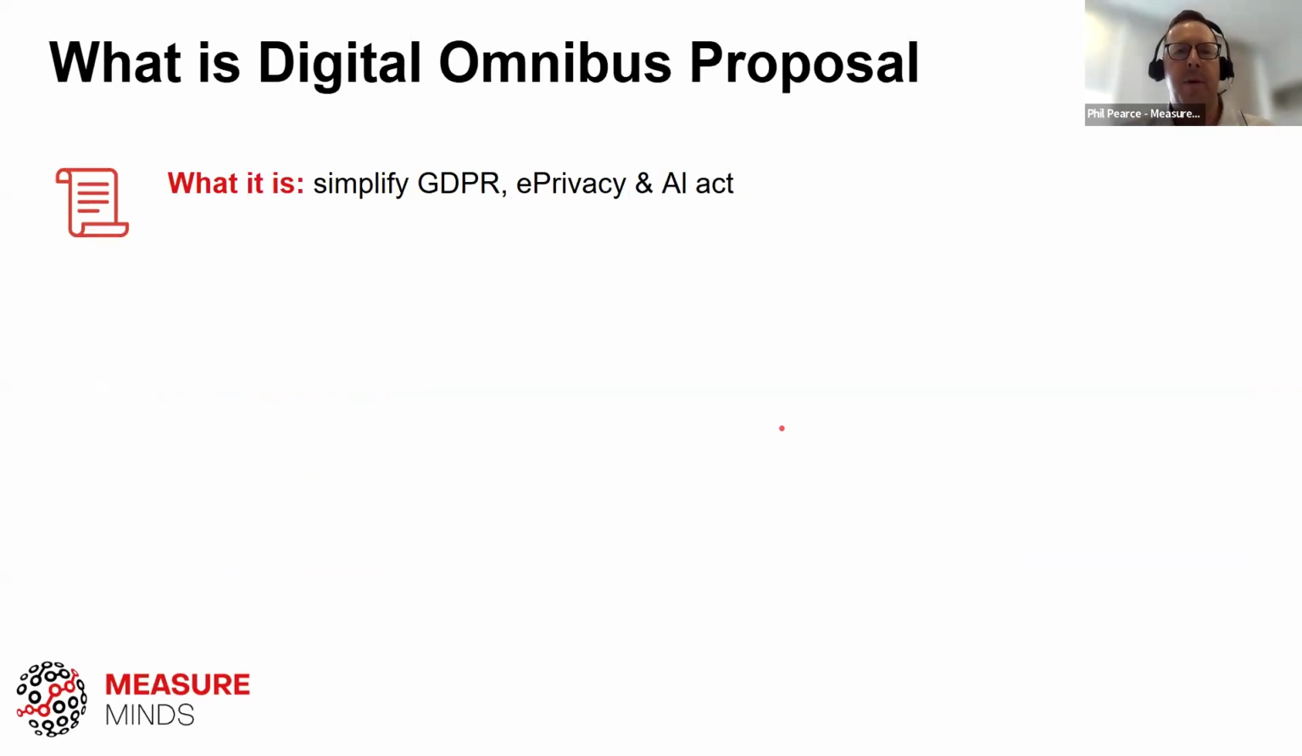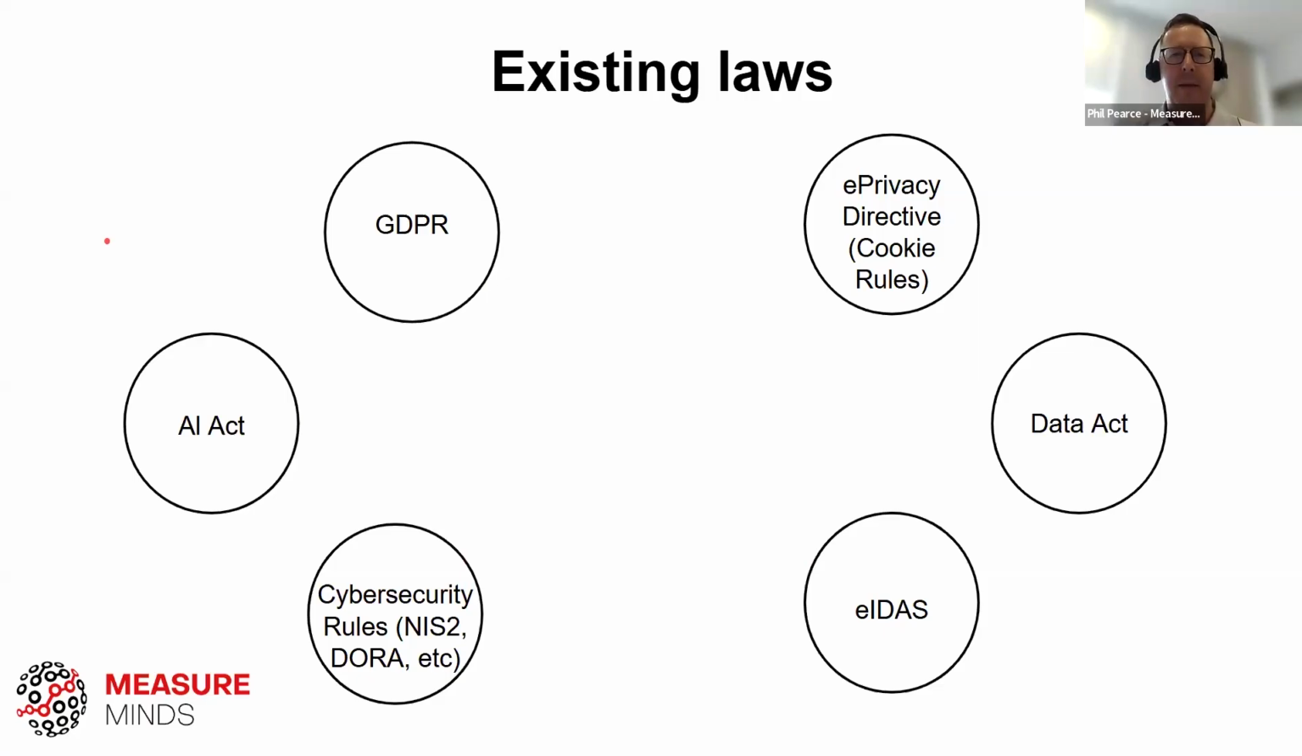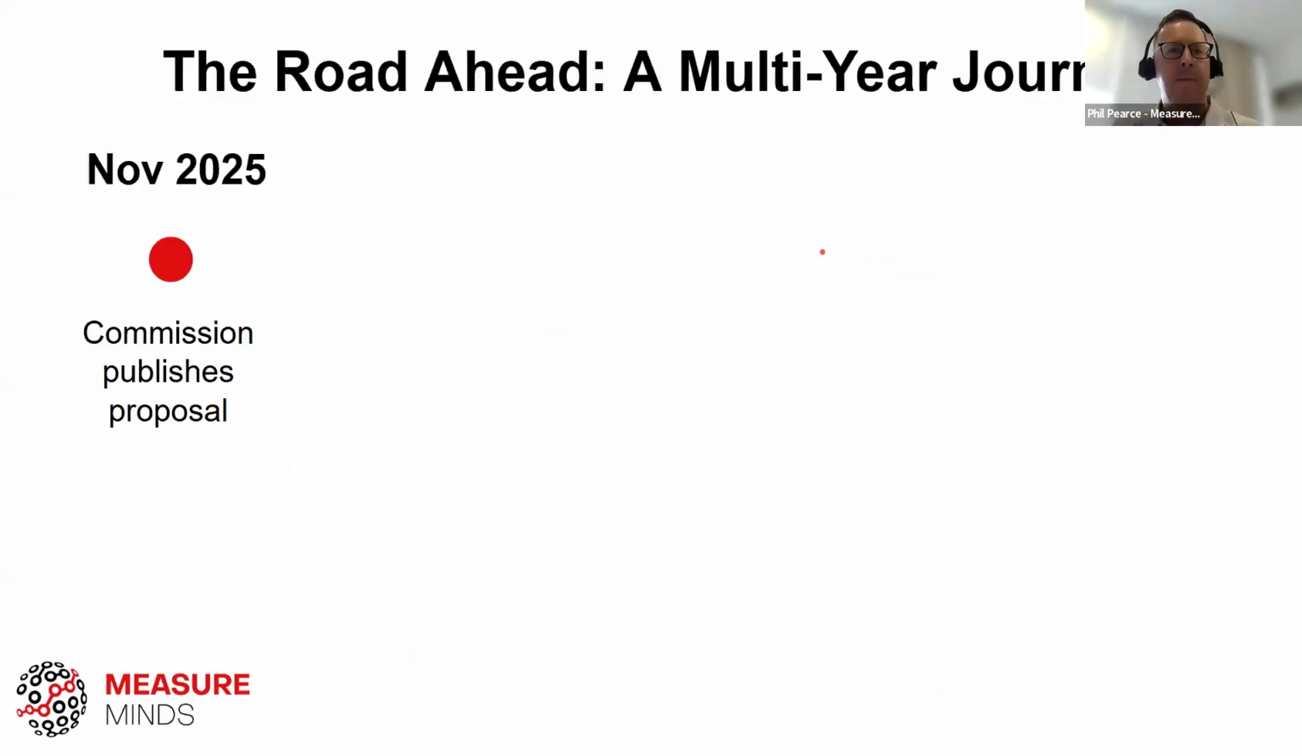So what is the Omnibus? It's simplifying GDPR, e-privacy, and the AI Act. It's also designed to reduce the compliance burden, especially for smaller companies. In essence, there's harmonization around GDPR, e-privacy, the AI Act, etc. That's really what the Digital Omnibus is trying to do: simplify into one big package rather than lots of smaller ones.